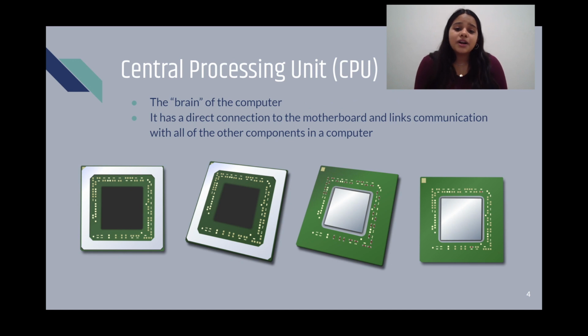Next, we have a central processing unit, or a CPU. This is considered to be the brains of a computer. It directly communicates to the motherboard and links communication among all of the other components in the computer. It's responsible for connecting everything and ensuring that everything functions as it's supposed to and nothing goes wrong. Essentially, the central processing unit is similar to the human brain itself and is supposed to monitor all of the actions that take place. If something goes wrong, the CPU will know about it.